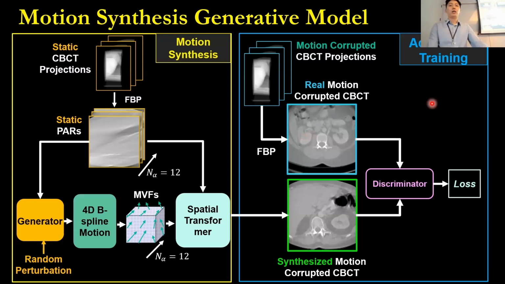Another part of the framework is the adversarial training, where we have the motion-corrupted cone beam CT projections, and we reconstruct them into the motion-corrupted cone beam CT data. A discriminator model is introduced here, which helps to enforce realistic simulations from our left branch. Again, our whole setup is differentiable, so we can backpropagate the gradient for the learning-based optimization.